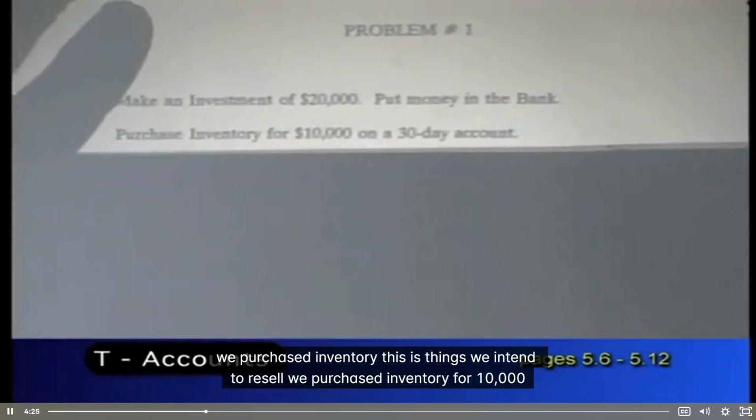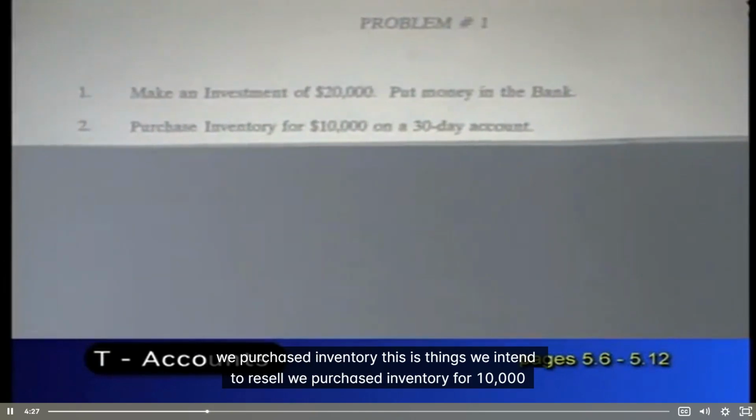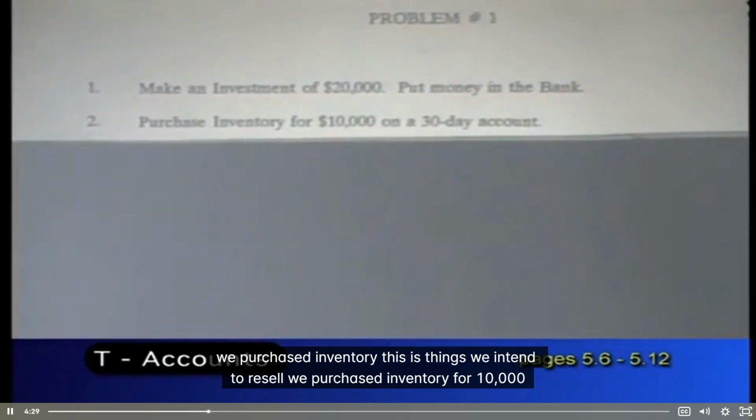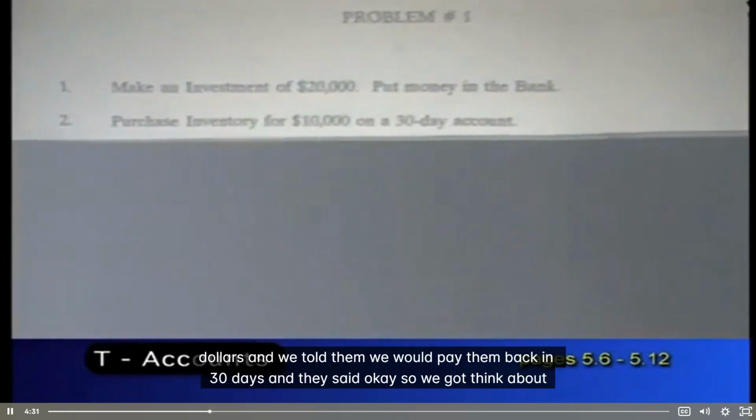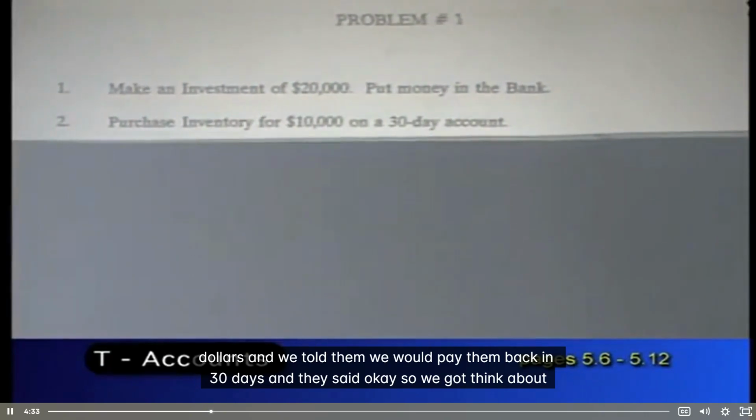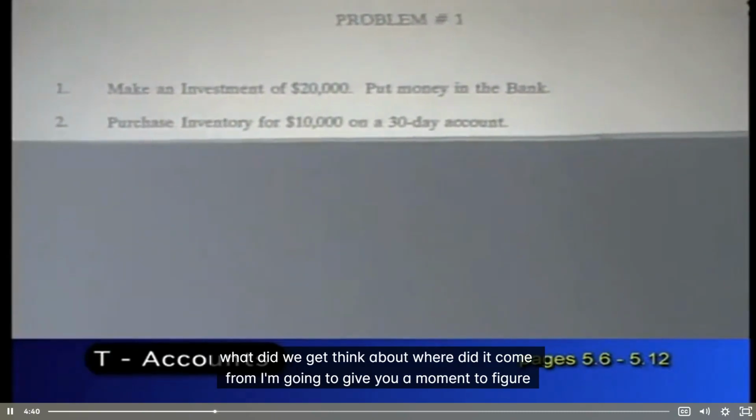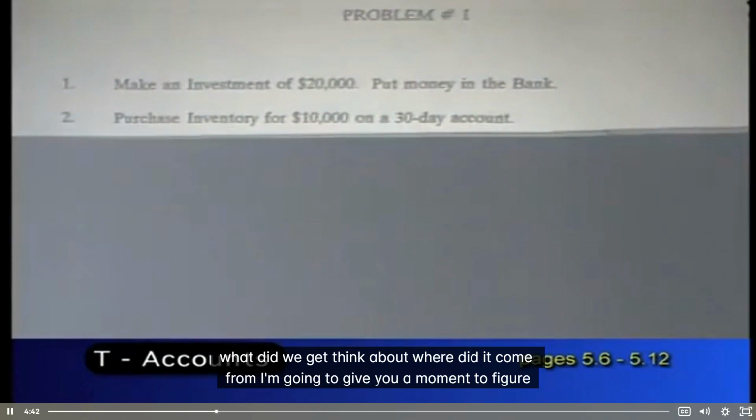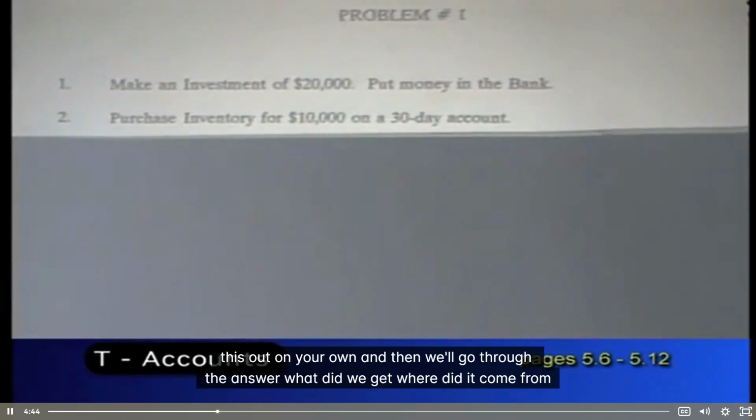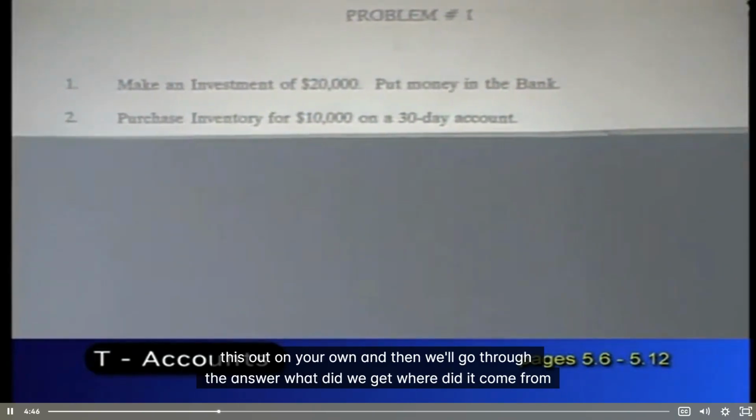We purchased inventory. This is things we intend to resell. We purchased inventory for $10,000, and we told them we would pay them back in 30 days. And they said, okay. So think about what did we get? Think about where did it come from? I'm going to give you a moment to figure this out on your own, and then we'll go through the answer. What did we get? Where did it come from?